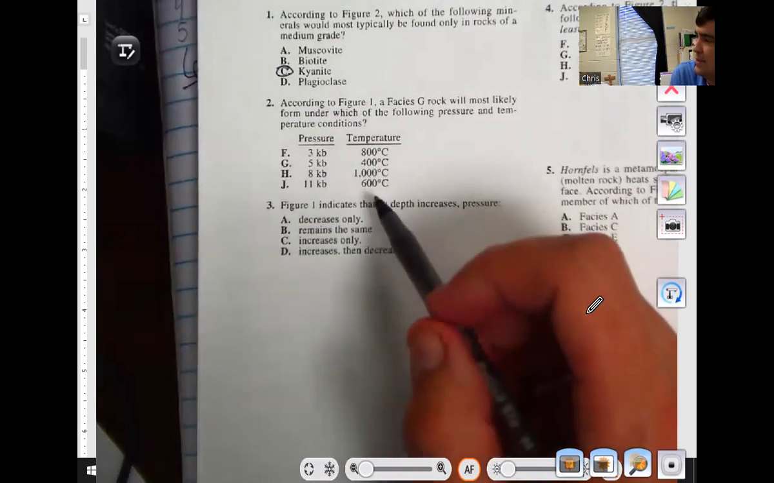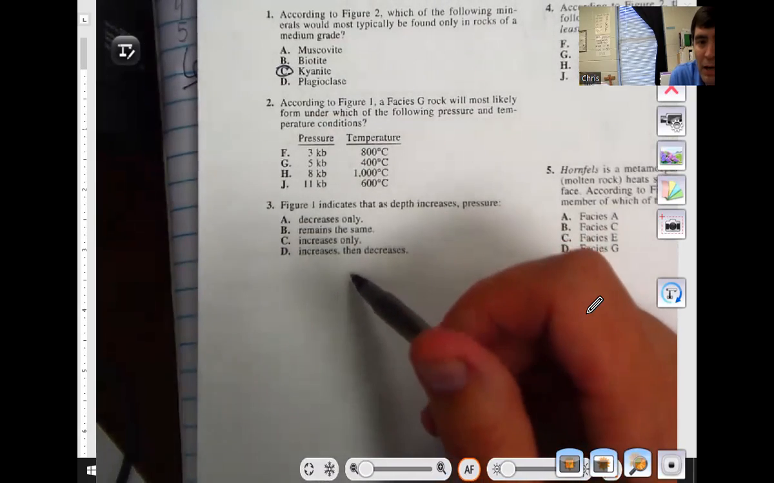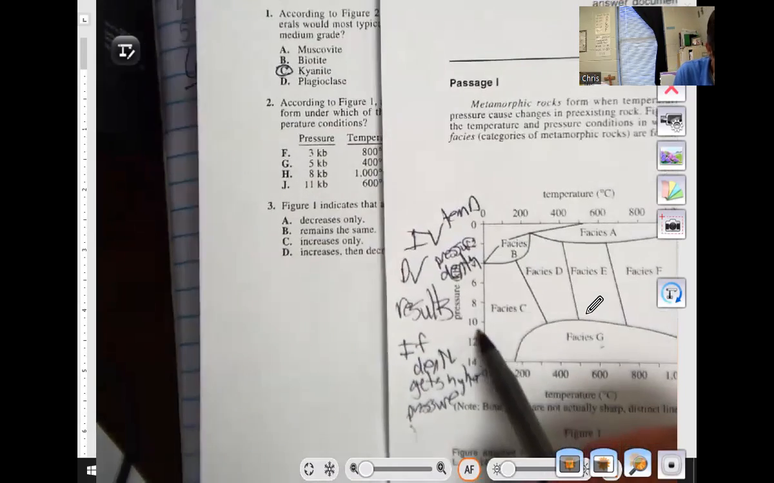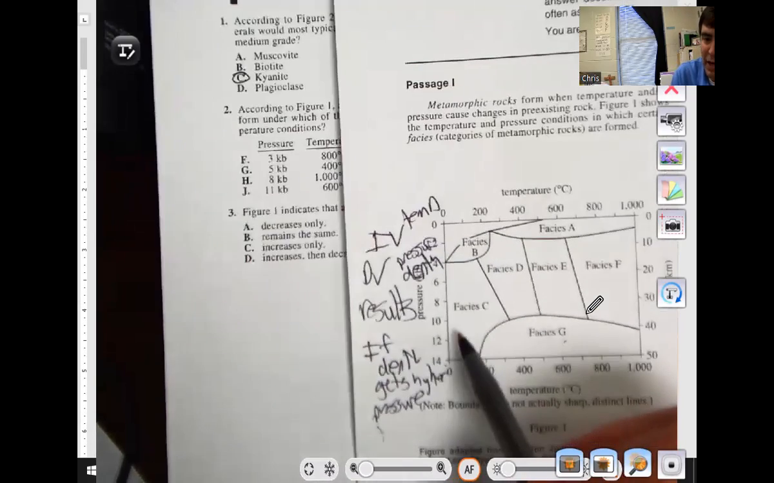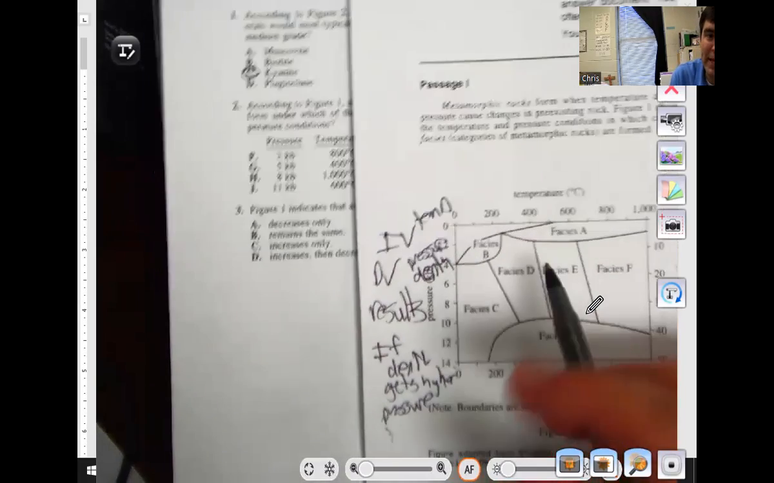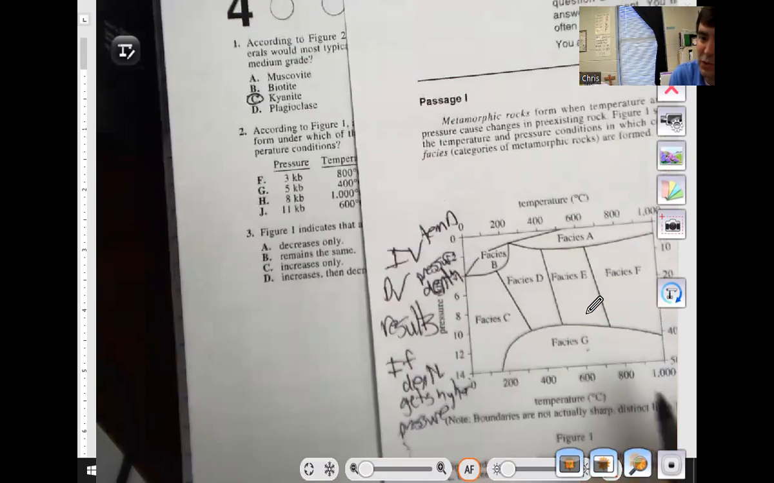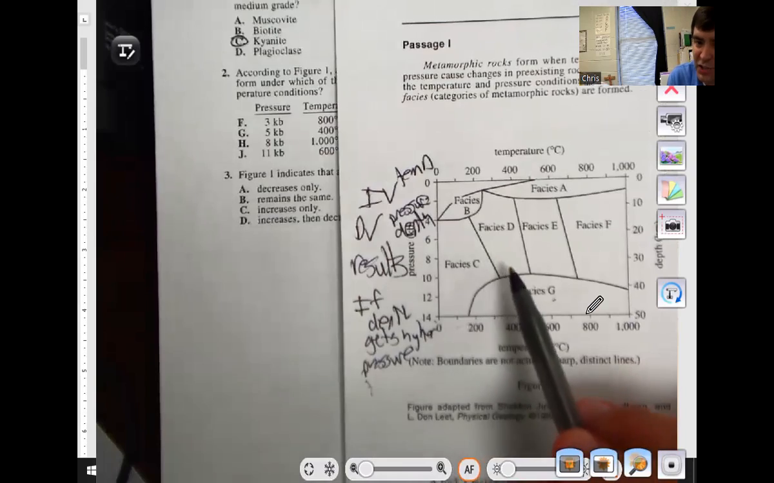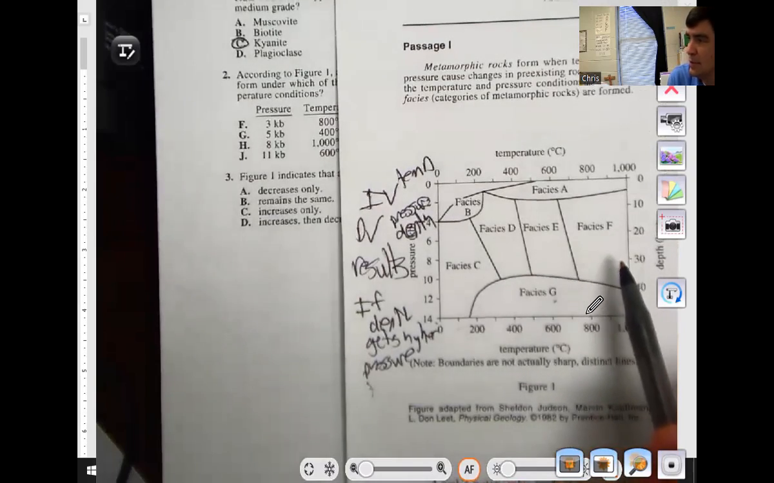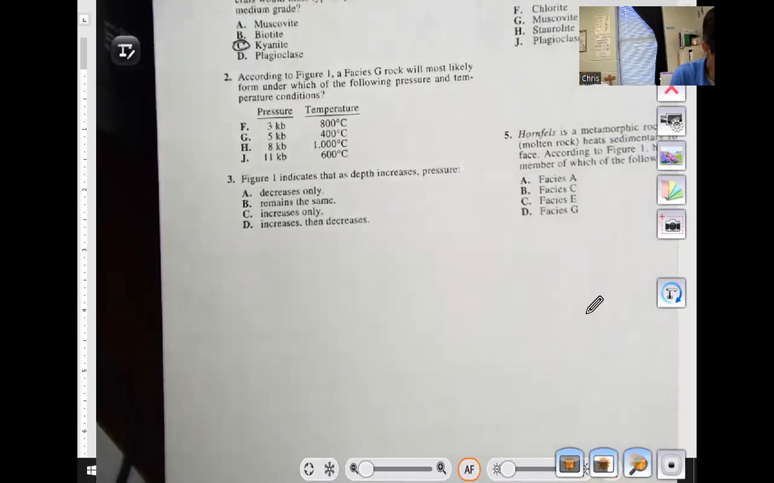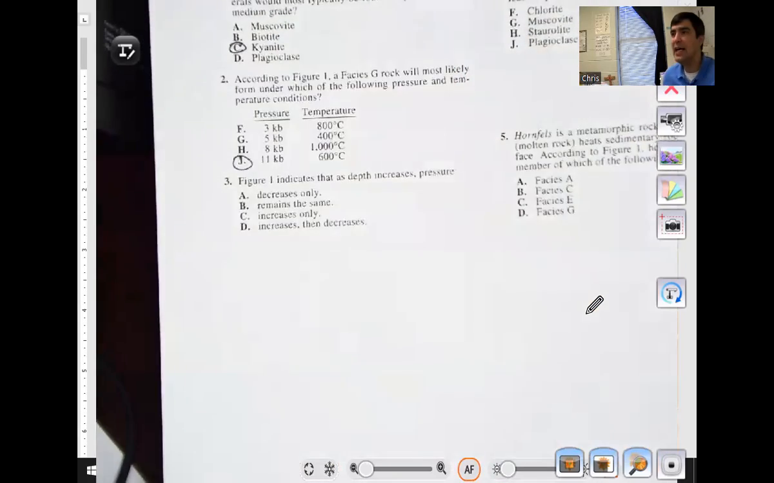Which one of these is the best answer? All right. So again, 10 and 14. That's where facies G is. It's not at C, which would make it at 8. That is not going to be over there, because 8 is there. I don't see any facies G at 8. You know what I'm saying? So what would be another one? J, correct. J is correct. Again, I'm teaching you how to read them. All right, do the next one.